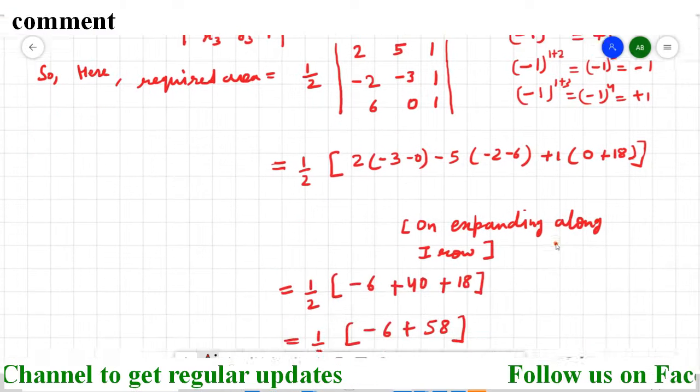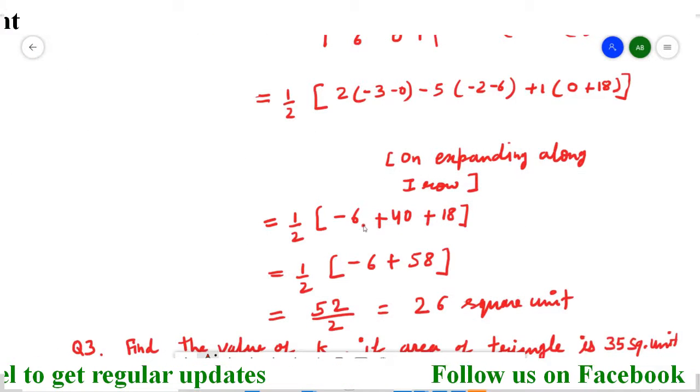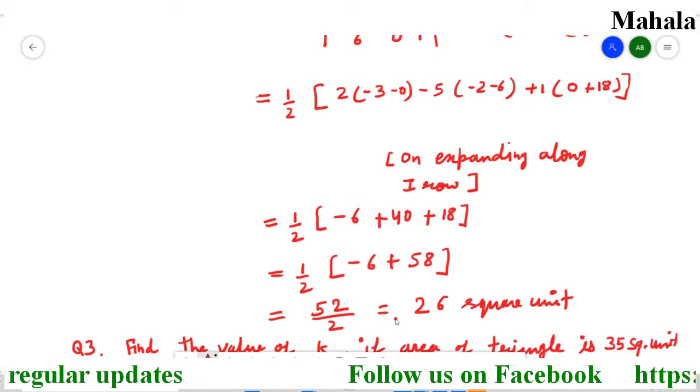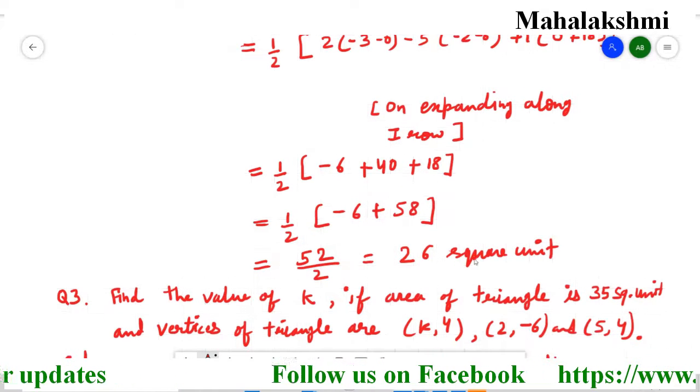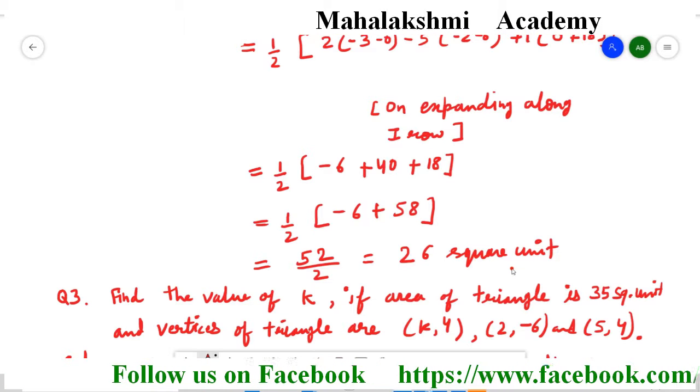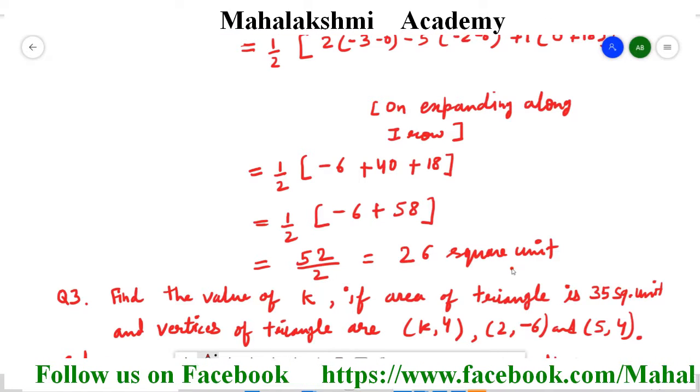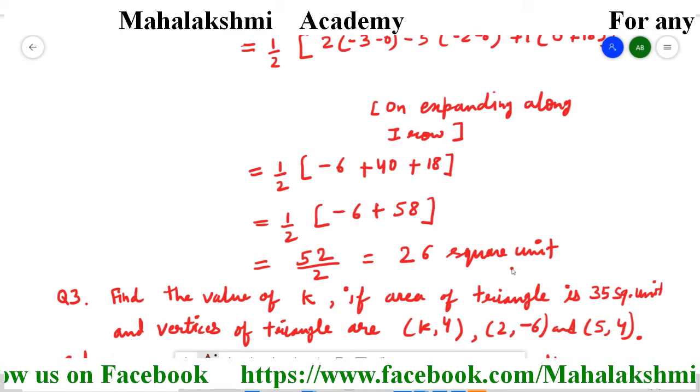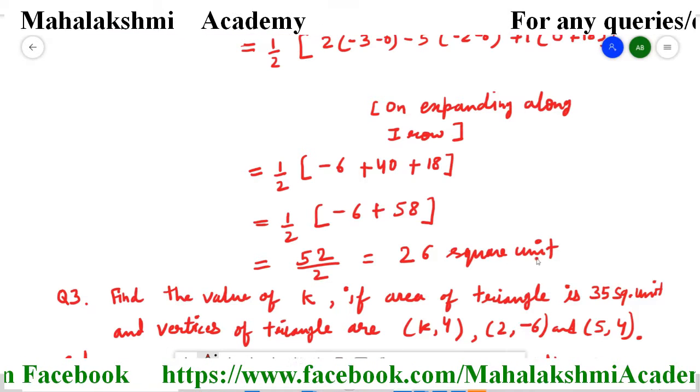After expanding it, we got this answer, and just simplify it, you will get this. And at last, don't forget to write down the square unit. It's very important because we are finding the area. So you must write the area's unit. Since we don't know whether it's centimeter or meter, just write square unit.